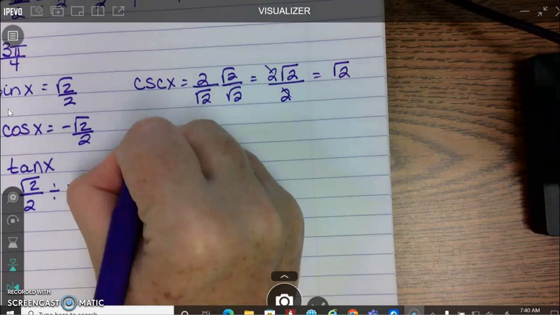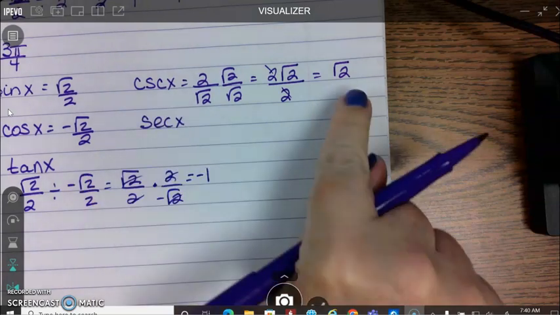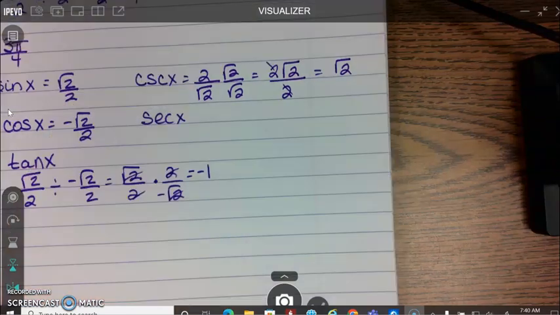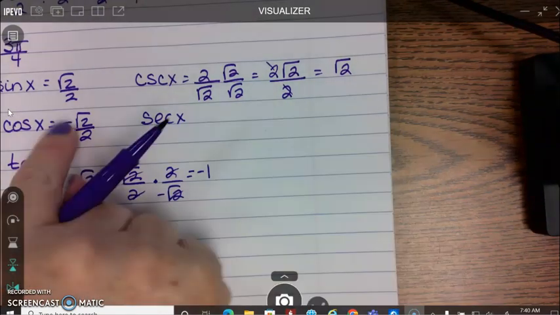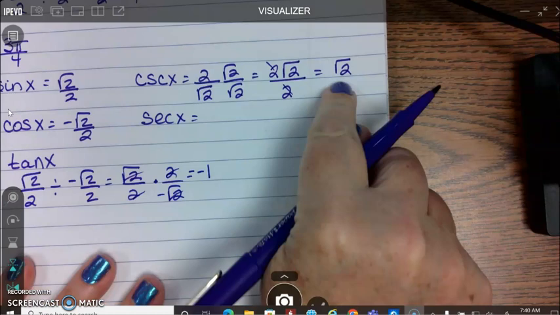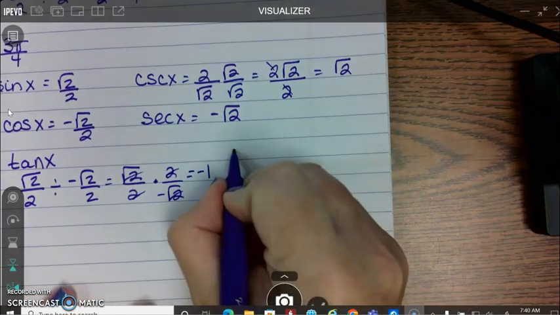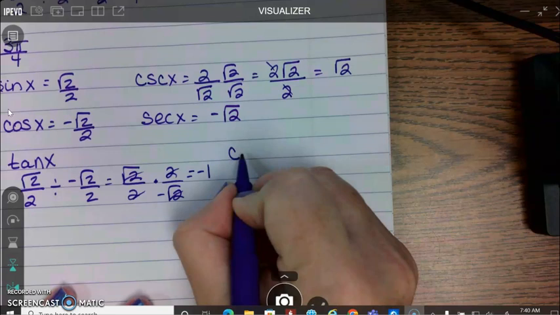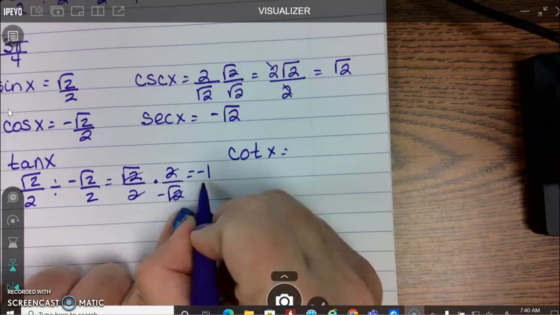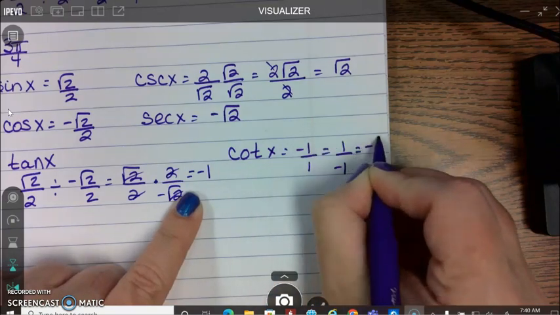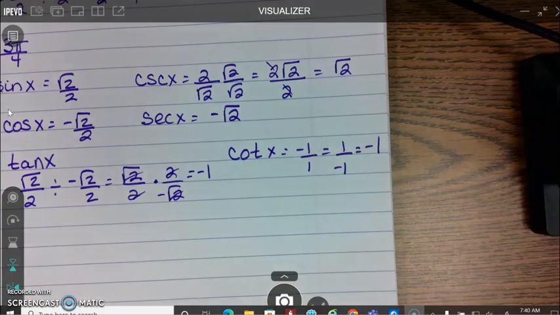Now for secant, notice sine and cosine are the same. So we're really going to be doing the same thing, but notice this one has a negative, so I'm going to kind of borrow my answer here and just say it's negative square root of 2. Cotangent, so it's negative 1, so we can put it over 1, flip it, and we get 1 over negative 1, which is still negative 1.